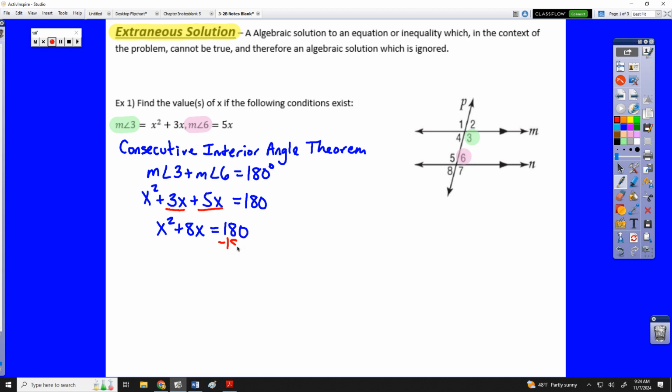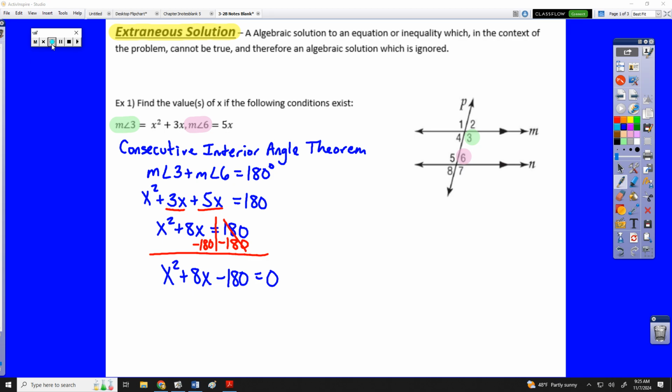Either way, we need the equation to equal 0. So the first thing that we do is we move the 180 to the left side of the equation by subtracting 180 from each side. That gives us x squared plus 8x minus 180 equals 0. Now we could use the quadratic formula here, or we could factor this.